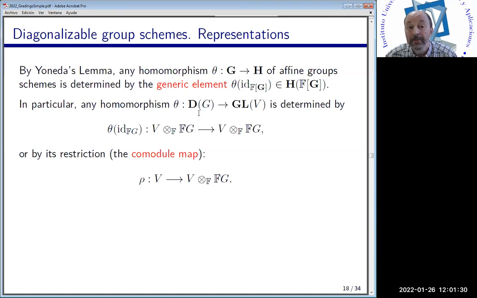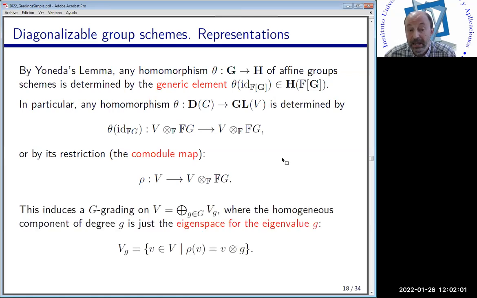When we start with a diagonalizable group scheme, the Hopf algebra representing this group scheme is the group algebra of G. And then the generic element that determines this theta is just an element of GL of V tensor the Hopf algebra. And by restriction it gives a map from V into V tensor the group algebra. And this is the comodule map. And the interesting thing is that this induces a grading on V by the abelian group G, where the homogeneous components are just the eigenvectors with eigenvalue g.